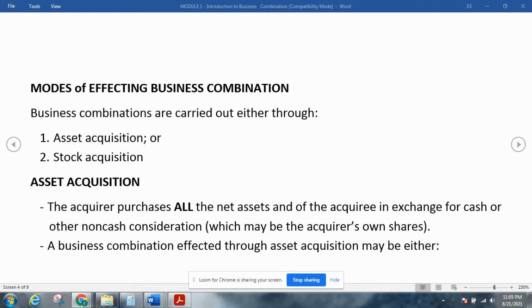So, previously we have discussed the introduction to business combination. Okay? So, as I have mentioned before, there are two major modes of effecting business combination. The two modes are the asset acquisition and stock acquisition.